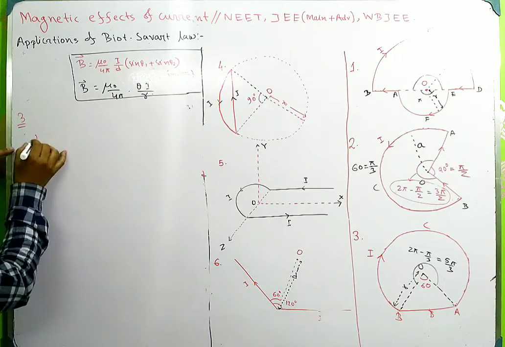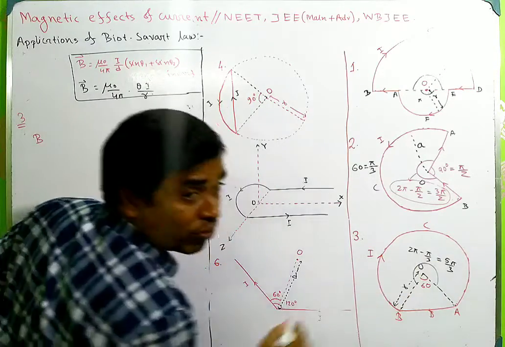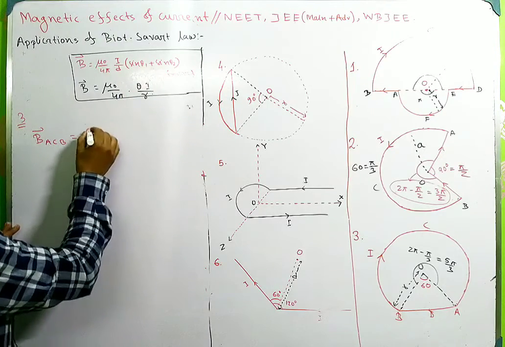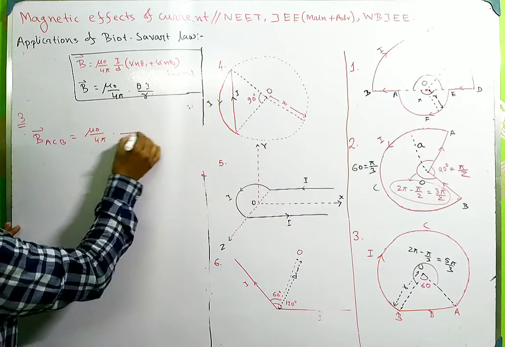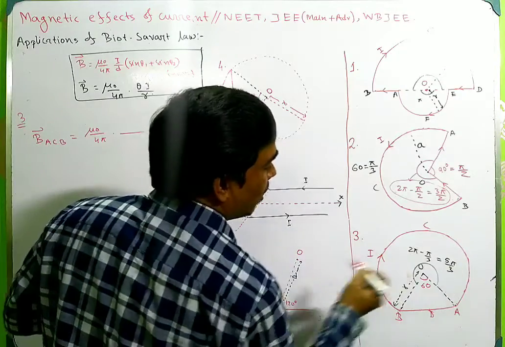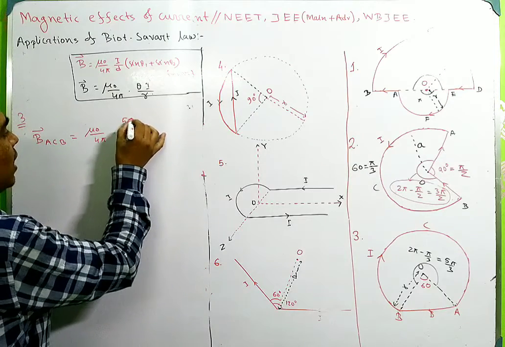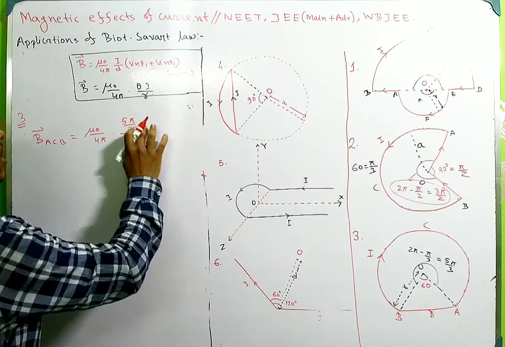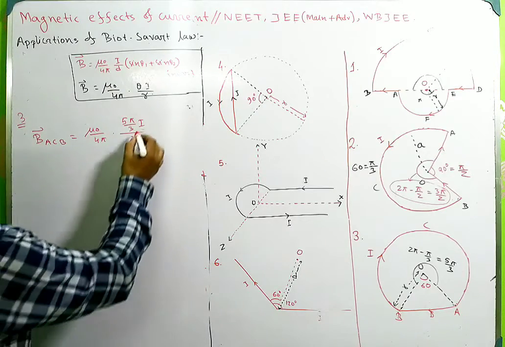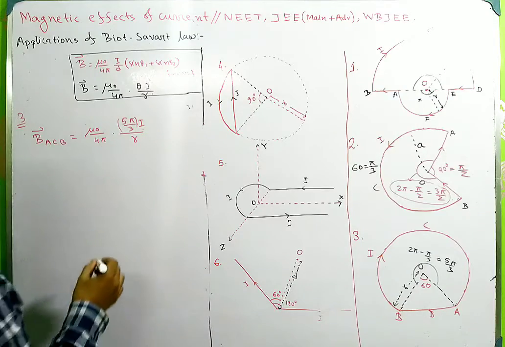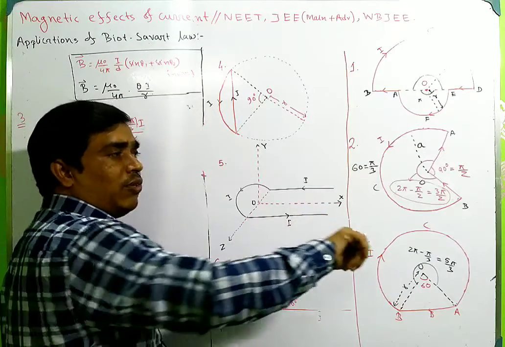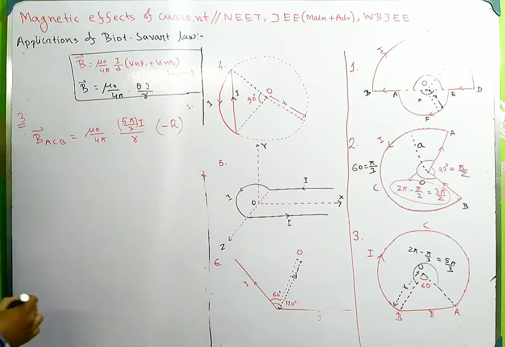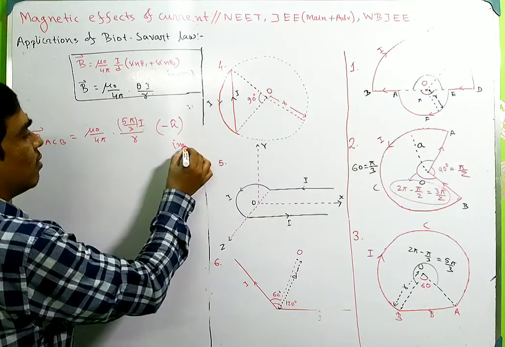So the magnetic field due to the ACB portion is given by this equation, mu 0 by 4 pi into theta I by r. What will be theta? 5 pi by 3. So it is 5 pi by 3 into I divided by r. This I is in the upper portion. The direction of the magnetic field is inward. This is the rule. This is inward. So it is negative k, negative z axis. That means inward.